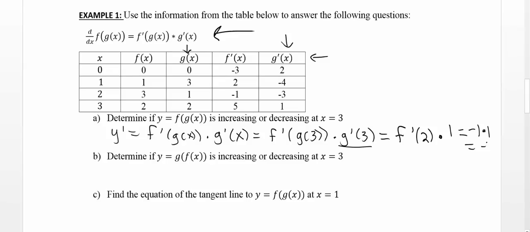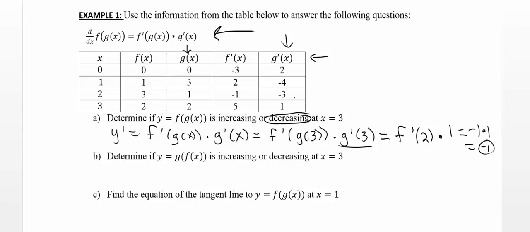And that equals negative 1. So I know that my first derivative of f of g of x is going to be negative when x equals 3. If my first derivative is negative, that also tells me that the original function is decreasing. So I'm able to use my general chain rule, plug in the values, and use my table to approximate all the values I need to solve this problem.